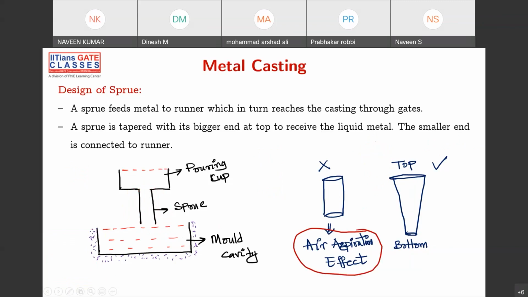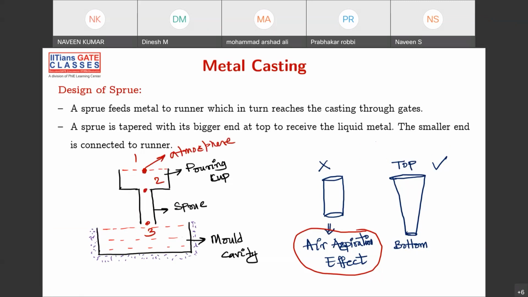What is this air aspiration effect? Air aspiration effect is nothing but, okay, I will tell you. Let's say this is point 1, this is point 2, and this is point 3. Point 1 is open to the atmosphere. Am I right? It is open to the atmosphere.